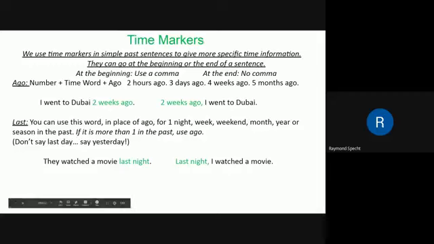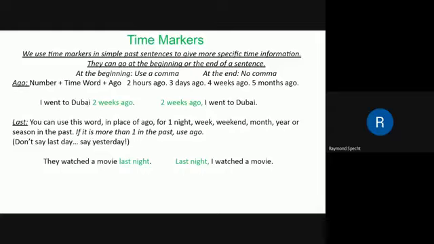Okay, let's go over what time markers are. We use time markers in simple past sentences to give more specific time information. They can go at the beginning or the end of a sentence. At the beginning, use a comma. At the end, no comma. Ago: number plus time word plus ago. 2 hours ago. Okay, number, time word, ago. 3 days ago. 4 weeks ago. 5 months ago.